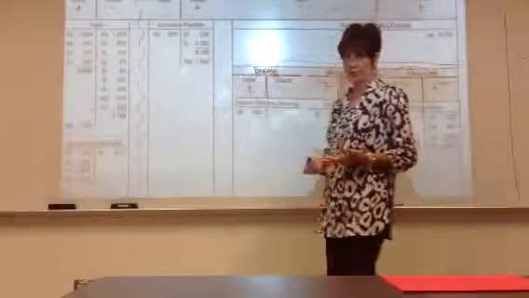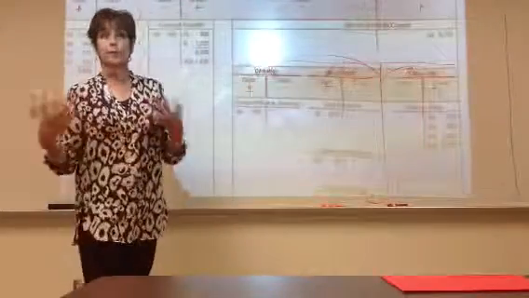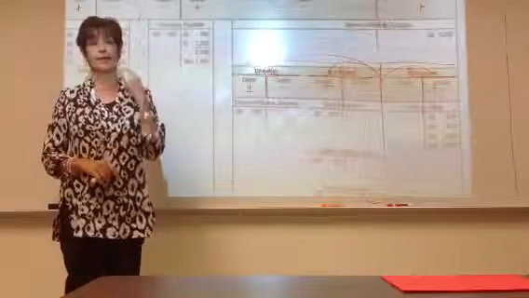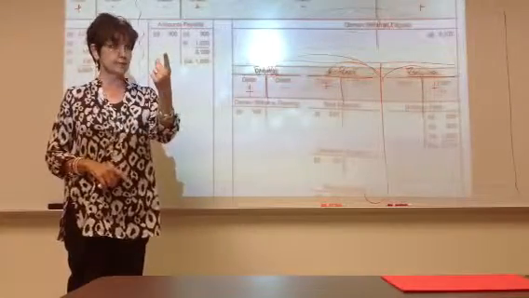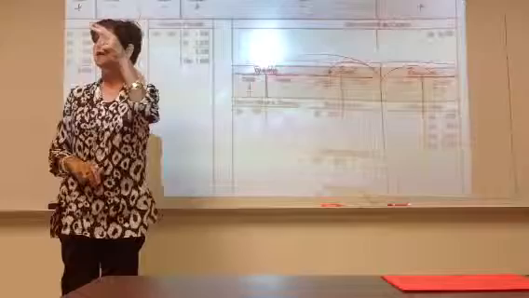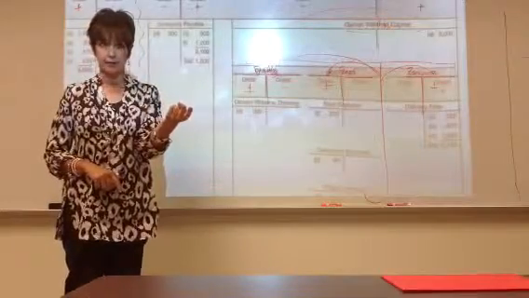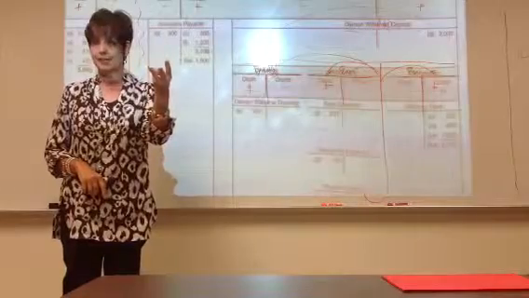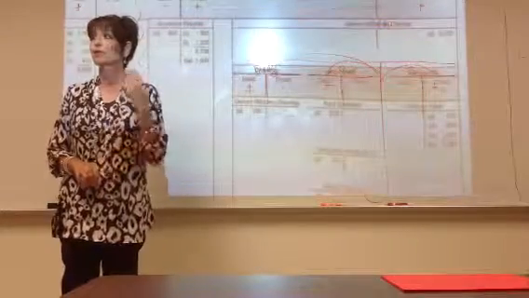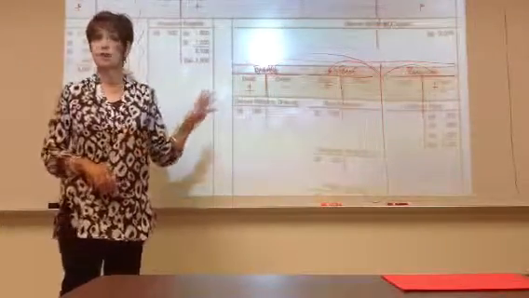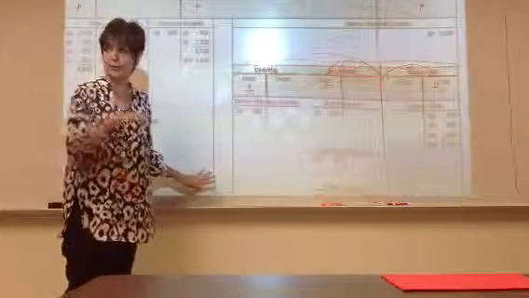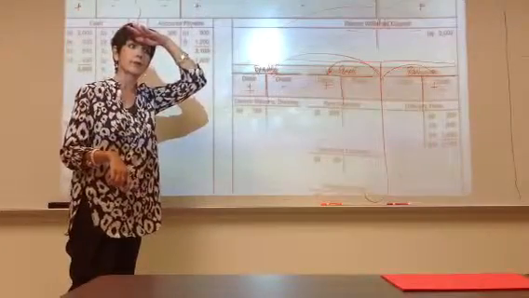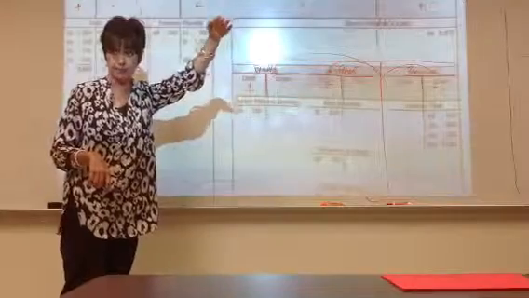Now let's talk about our three statements, where we're going with our three statements. The first statement is an income statement. The second statement is a statement of owner's equity. The third statement is a balance sheet. Okay? I'm going to start by showing you where we're going. It's kind of like looking forward. Where are we trying to end up at first?